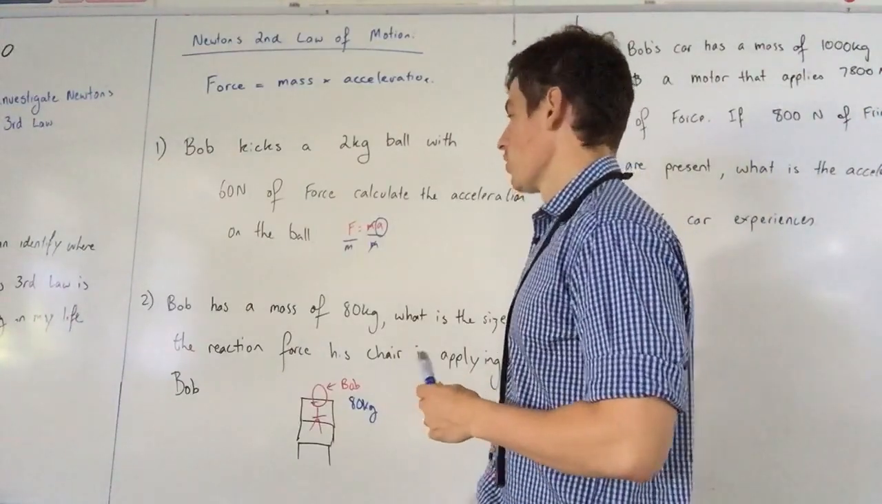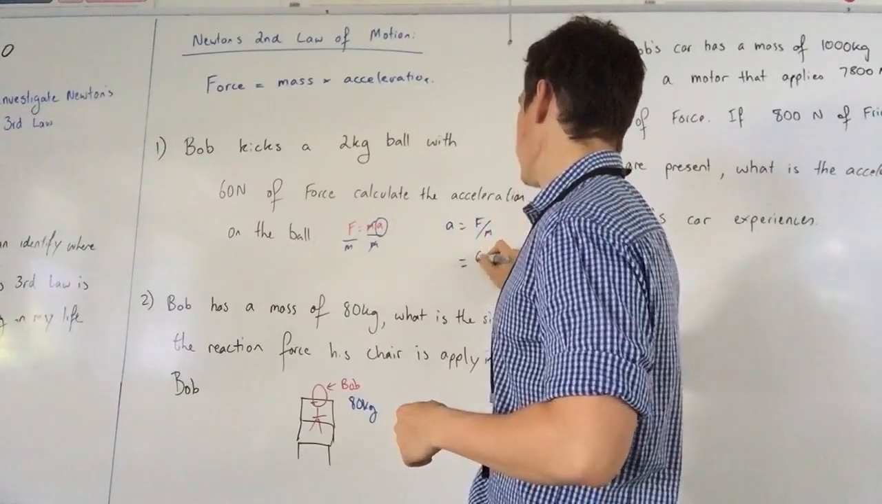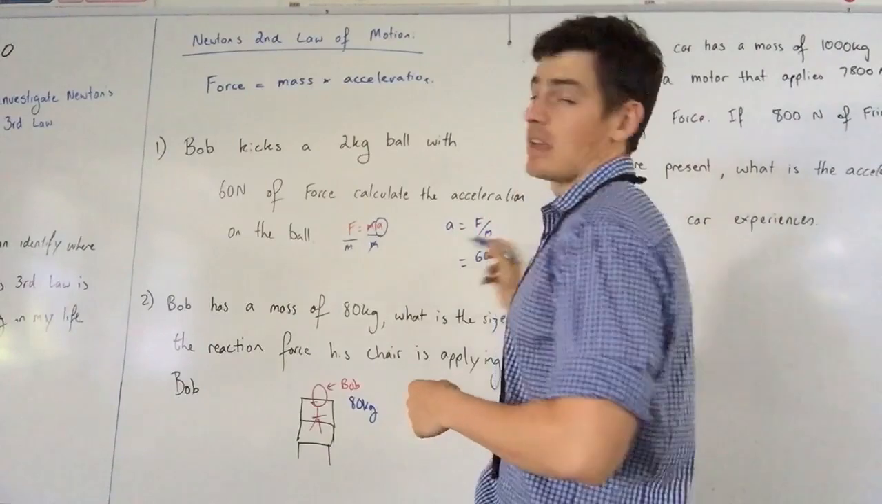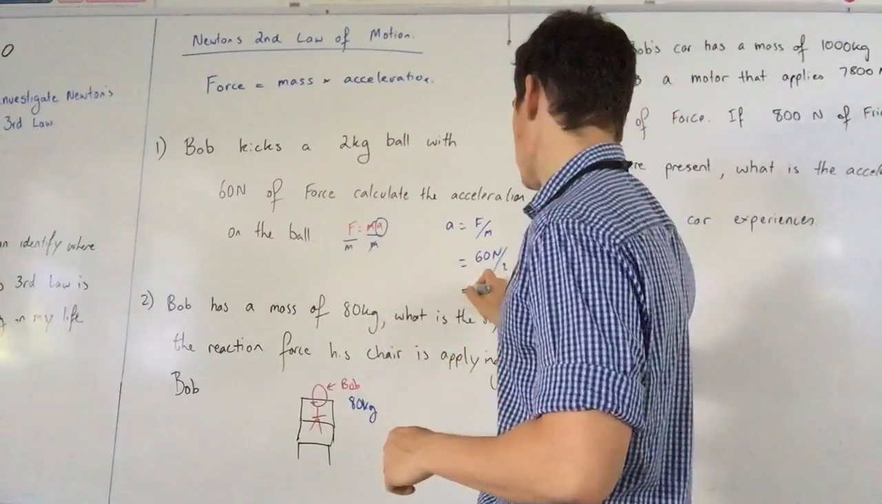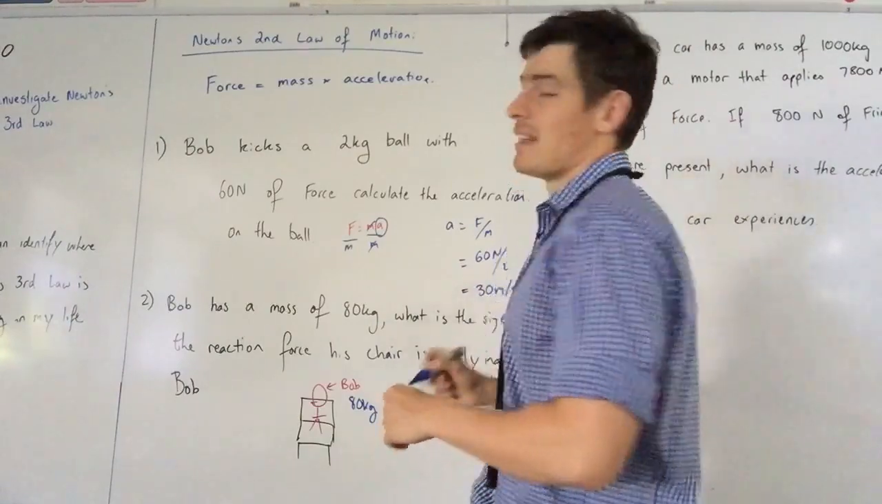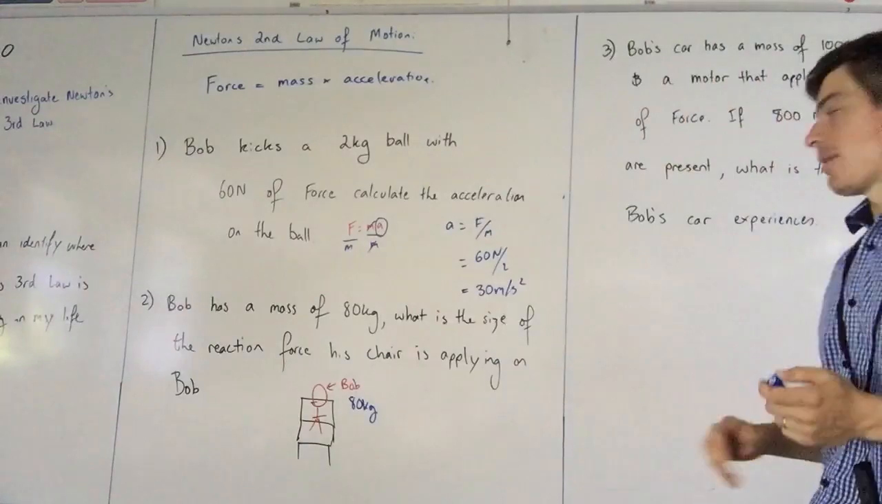So my final equation should have a equals F divided by m. My force is 60 newtons, my mass is 2 kilograms. I need to make sure I'm in standard units, so I get 30 meters per second squared. That is a very, very high acceleration, but that's one of the applications for it.